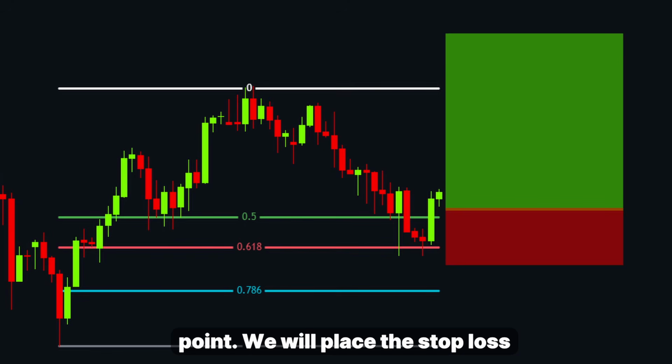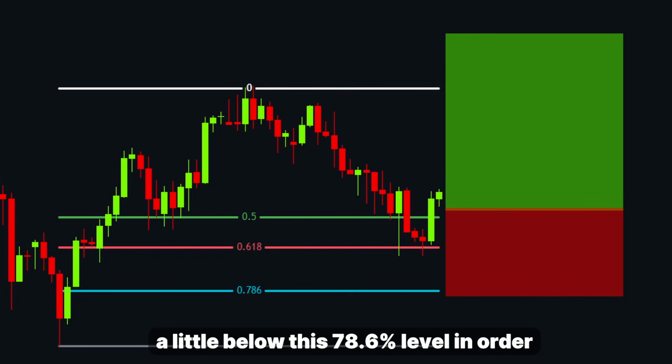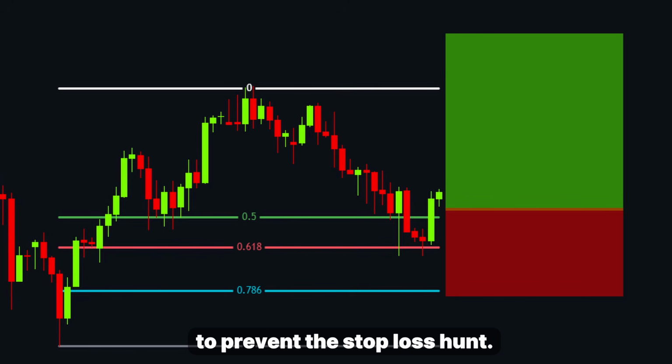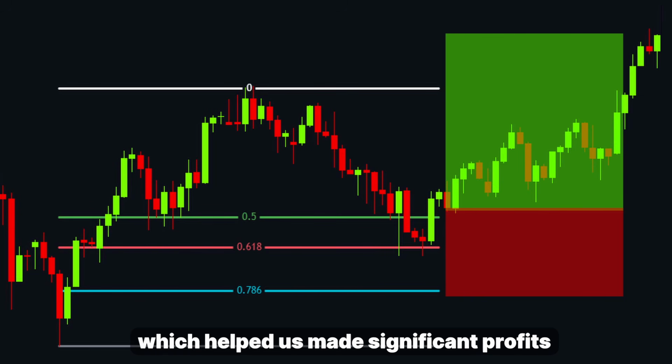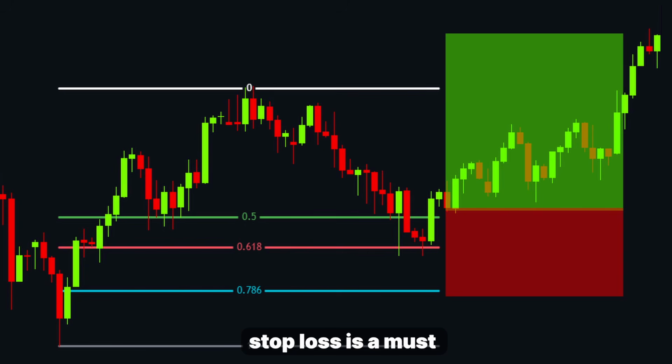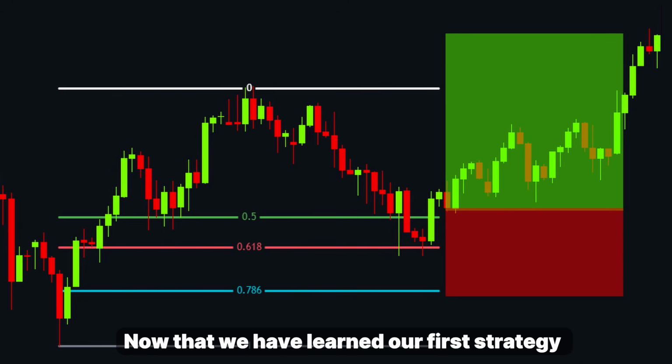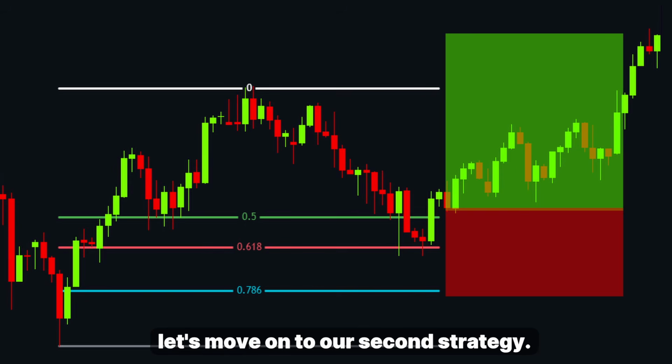We will place the stop loss a little below this 78.6% level in order to prevent the stop loss hunt. The price has reached our target point, which helped us make significant profits from this trade. The proper placement of stop loss is a must. Now that we have learned our first strategy, let's move on to our second strategy.